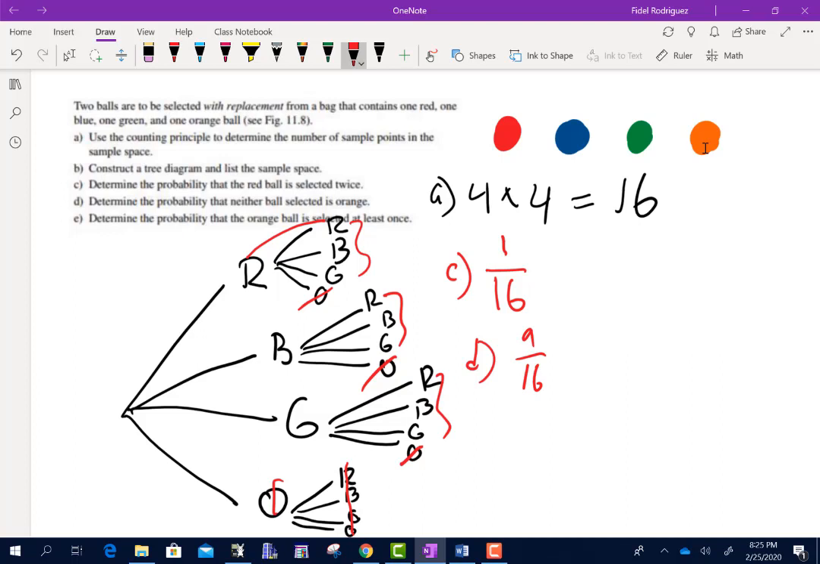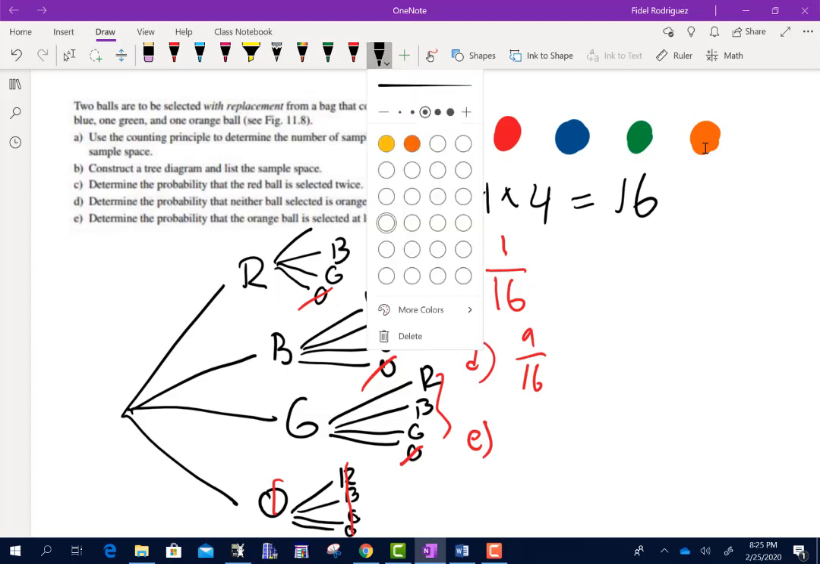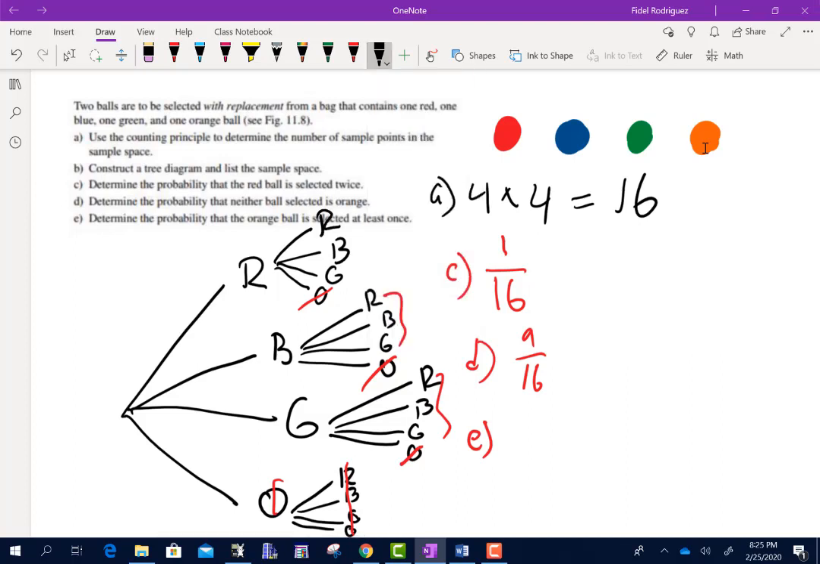And then part E says, determine the probability that the orange ball is selected at least once. Okay, the orange ball is selected at least once. So there's 1 option here, 2 options here, 3 options here, and then 4, 5, 6, 7 options there. So 7 out of the 16.